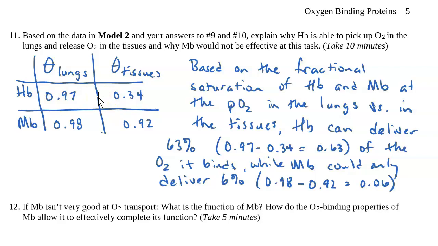Number 12. If myoglobin isn't very good at oxygen transport, which it isn't, what is the function of myoglobin? And how do the oxygen binding properties of myoglobin allow it to effectively complete its function? So pause and think about that for a second. And after you have a good answer either written down or a good answer in your head, then unpause the video.